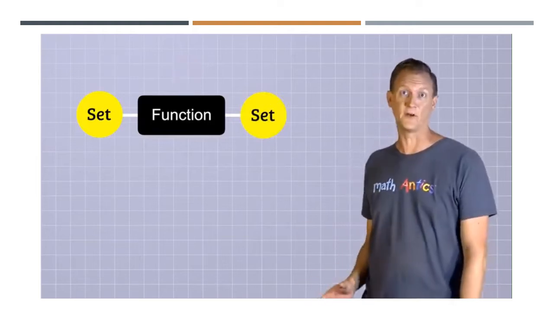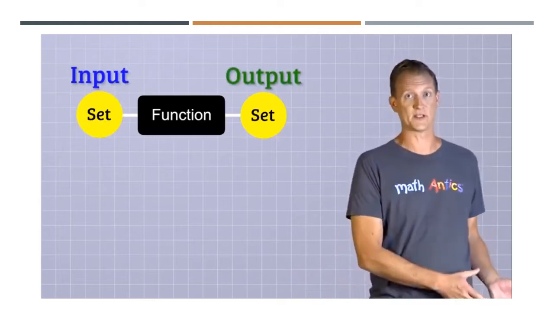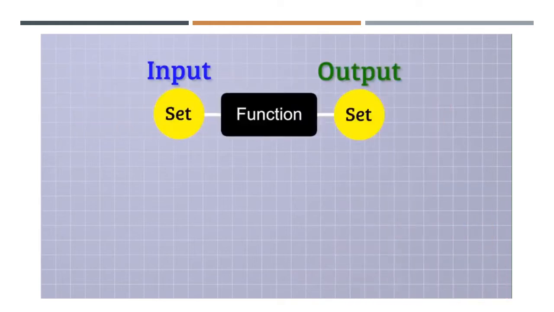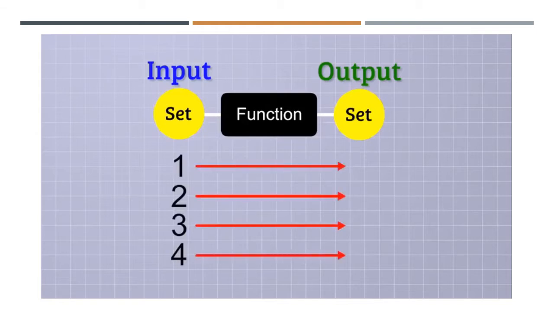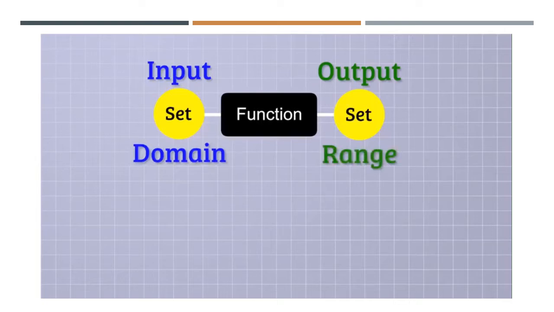Well, to understand how functions work, it will help if we start by naming the two sets, the input set and the output set. A function is something that takes each value from an input set and relates it or maps it to a value in an output set. And you'll often hear these input and output sets referred to by special math names. The input set is usually called the domain, and the output set is usually called the range.